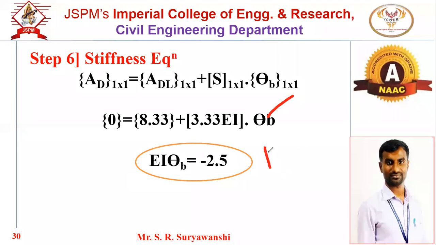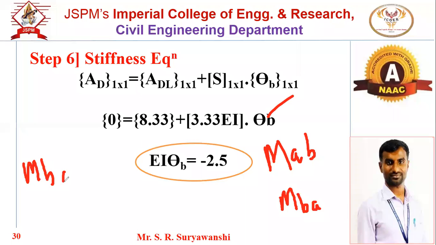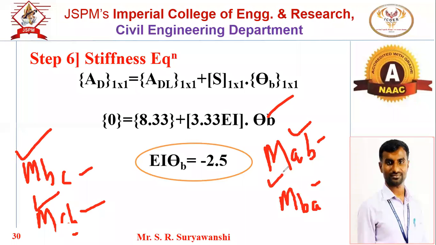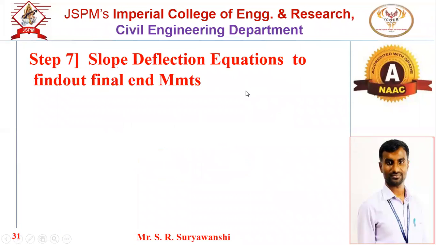Now our next task is to get the final end moments. We have AB and BC spans, so we have to find M_AB, M_BA, M_BC, and M_CB. These are the four final moments that we have to find. To get the final end moments we use the slope deflection equation, and in it we put EI theta B as minus 2.5.